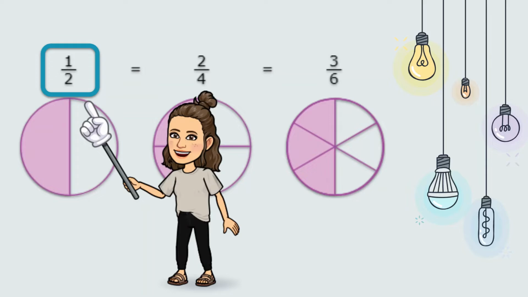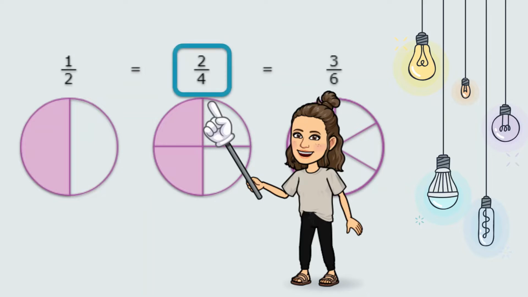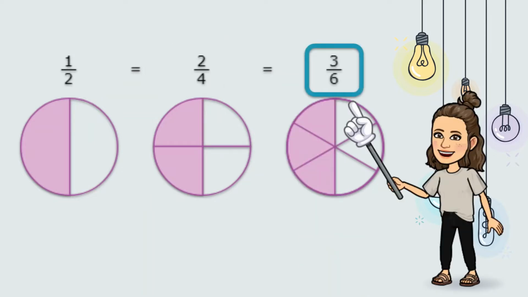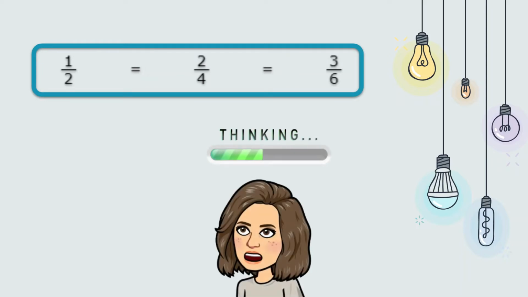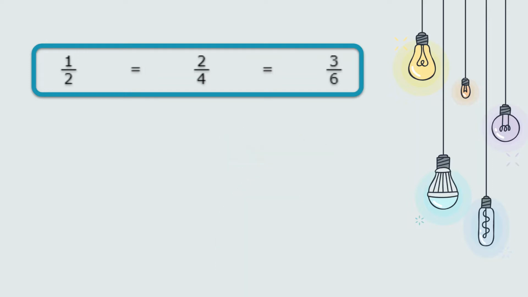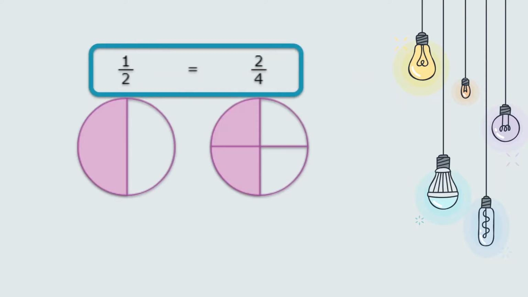All of these fraction models are equivalent, but look at the way they're written in number form above. If you just saw the fractions written, the models are gone, could you tell they're equivalent? The key is to look at the relationship between the numbers. Let's first look at 1/2 and 2/4.